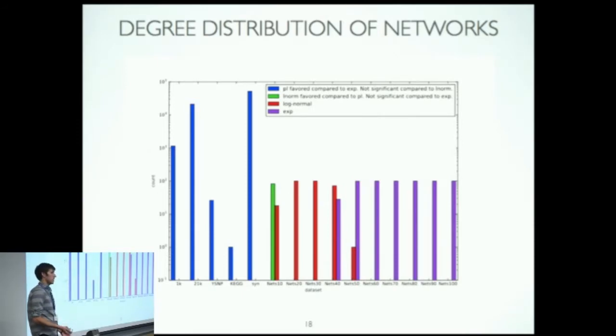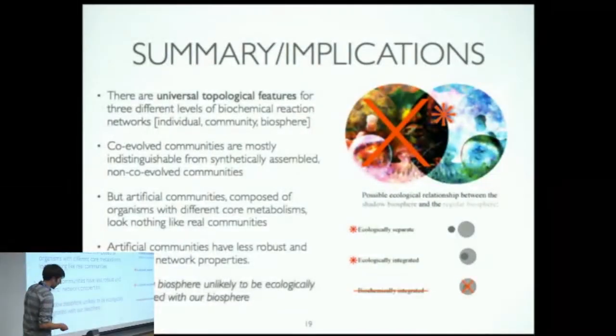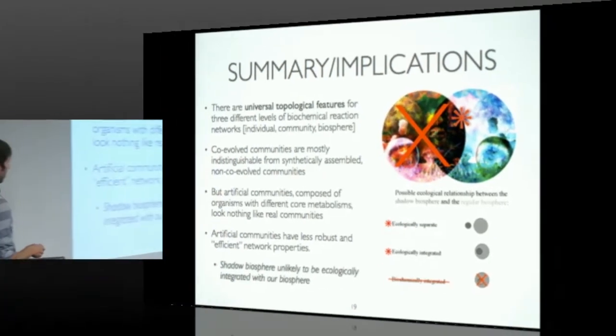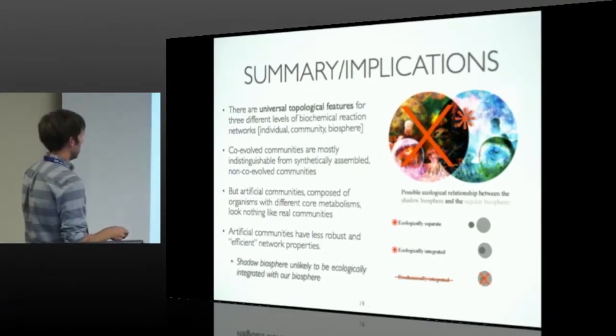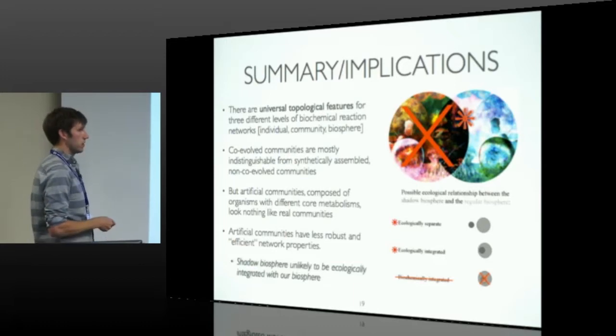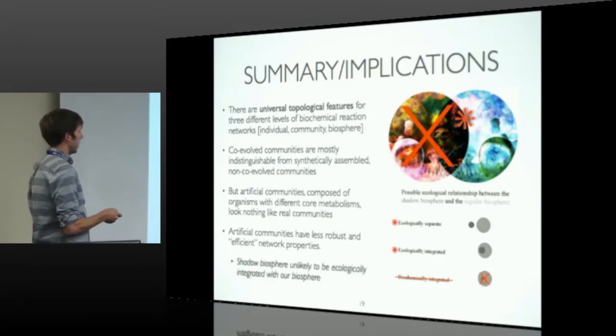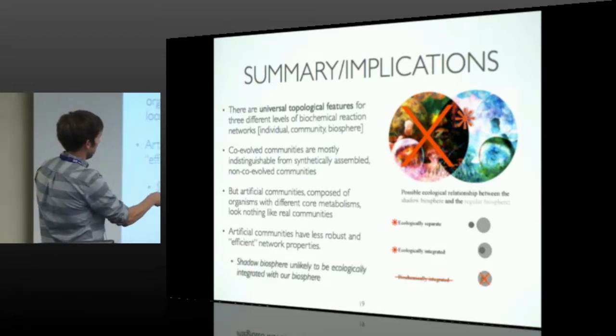And by robust, in this context, would mean you get some kind of mutation, you get some kind of perturbation to the community, and does the community recover or does it not recover? So you wouldn't see these communities recovering. And so we interpret that to mean, loosely, that a shadow biosphere is unlikely to be ecologically integrated with our biosphere. So maybe you could have certain types of shadow biospheres, like these ecologically separate ones.